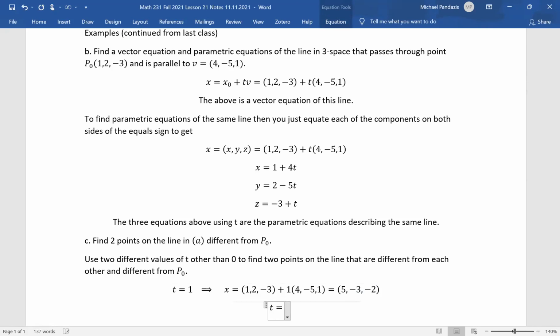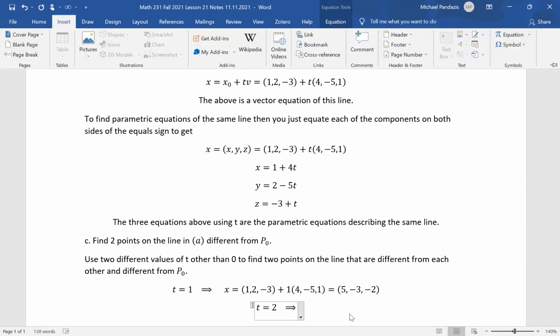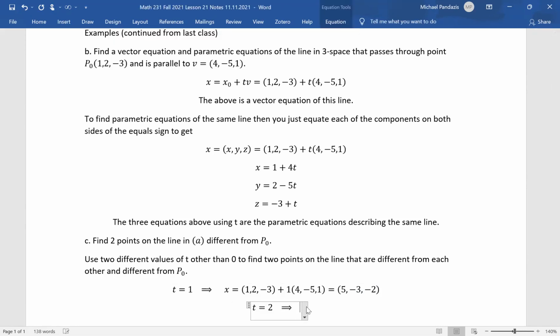When T is equal to, let's say, 2, that implies that the point X is equal to this expression again, except when T is 2. There's a 2 now here. And so now what is that when T is 2?